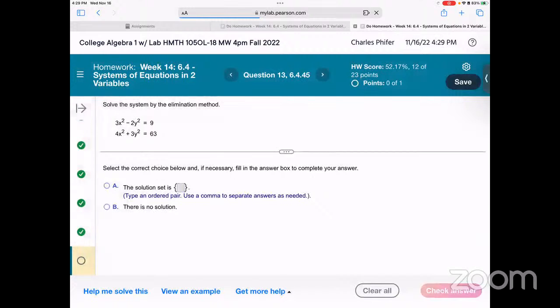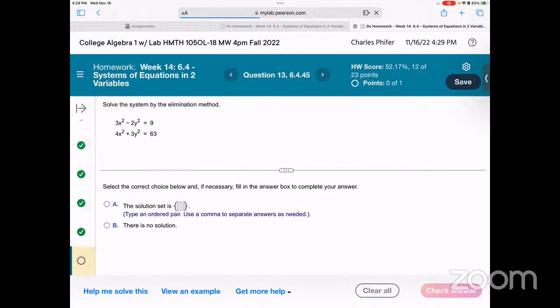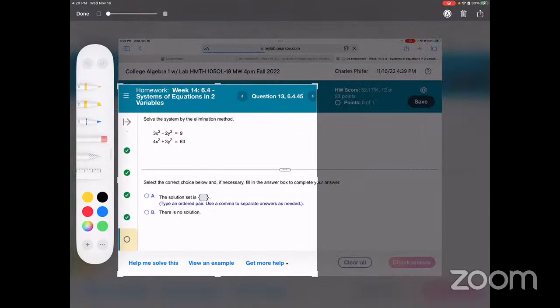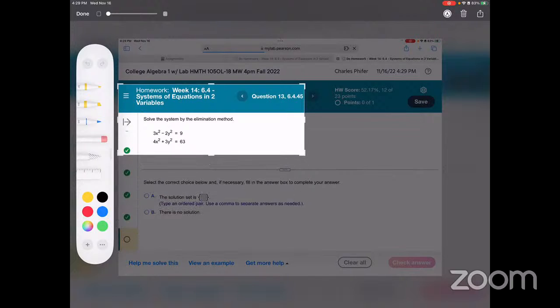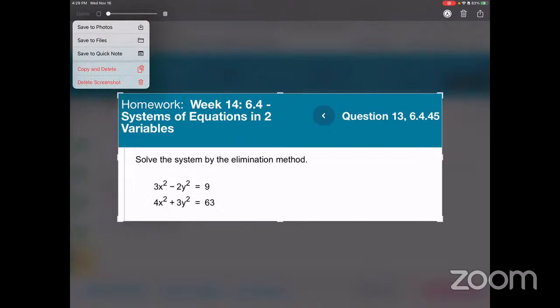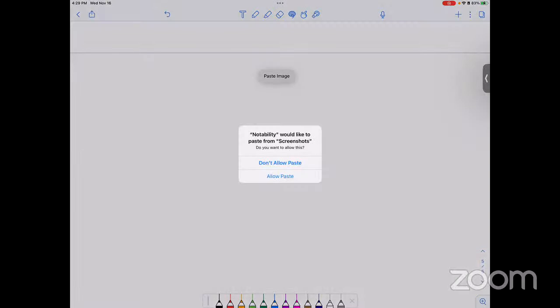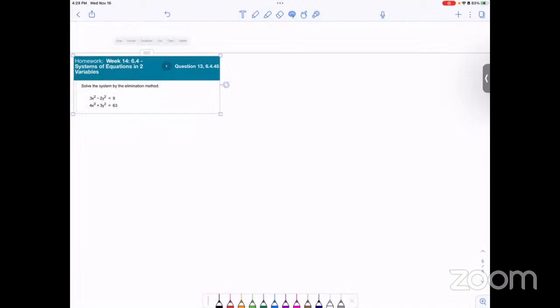Solve by the elimination method. Let's take some notes here. Okay, I'm gonna hit done, copy and delete.